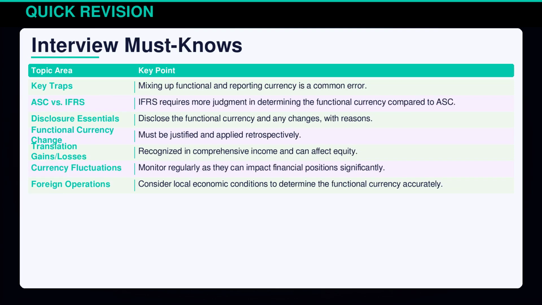In interviews, be ready to discuss the difference in determining functional currency between ASC and international financial reporting standards. Remember, mixing functional and reporting currencies is a frequent trap. Disclose functional currency choices and changes, noting their impacts on translation gains or losses within comprehensive income. Keep an eye on currency fluctuations and local economic conditions, as they significantly affect foreign operations and financial positions.